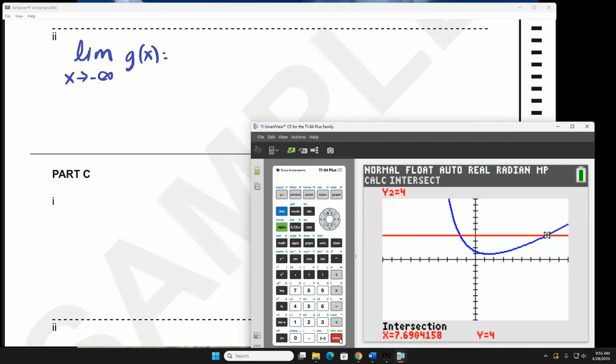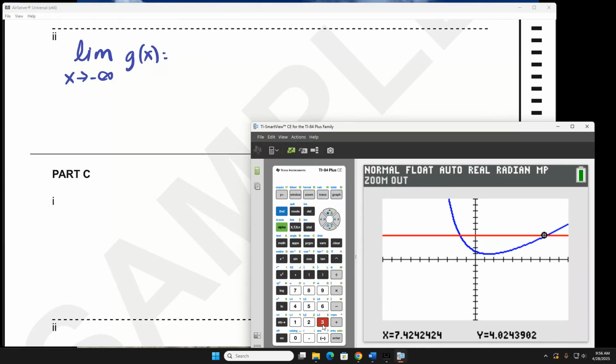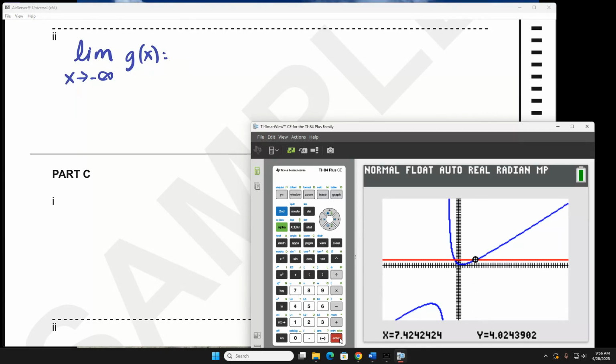You could take a second and type this into Desmos on your test if you want to, and then it's really easy to zoom in and out on Desmos. I'm not sure without a mouse if it's really easy. Or you could zoom out on here, and it might help you see everything. So if you hit zoom, and then choice 3, and then enter, you see more of the graph. So now on the left, it is actually decreasing without bound. So that's tough. That's a tricky question.